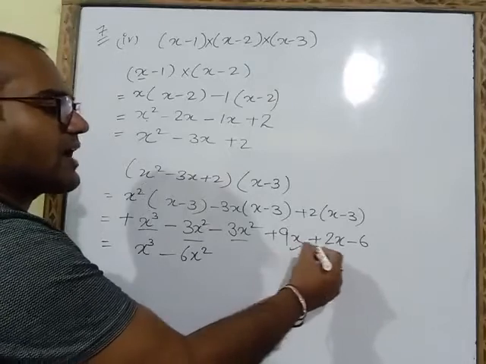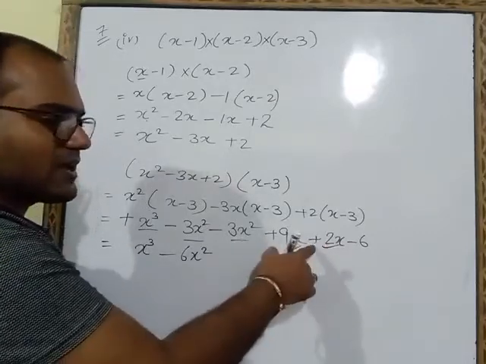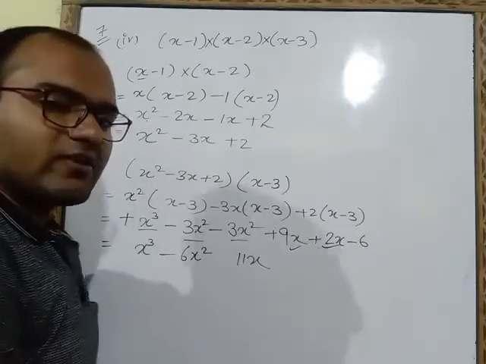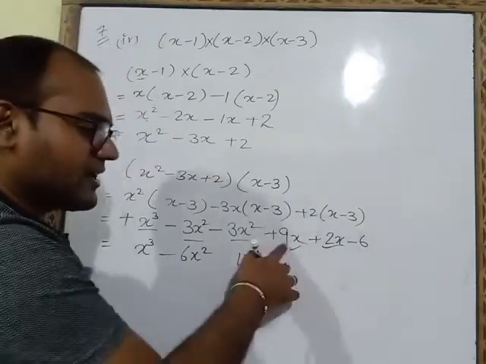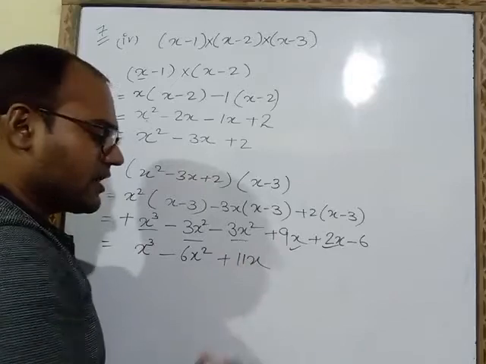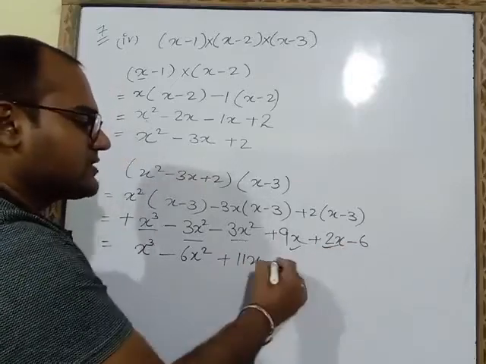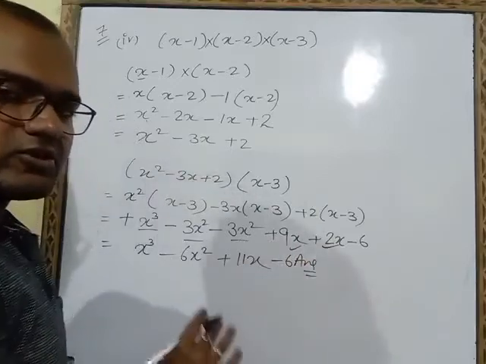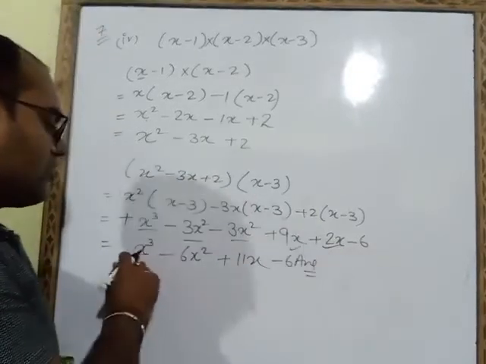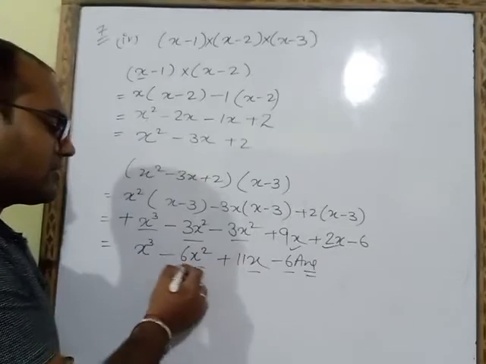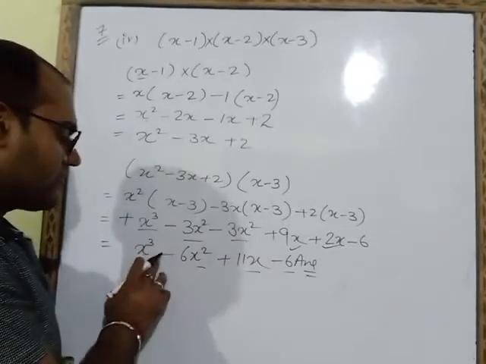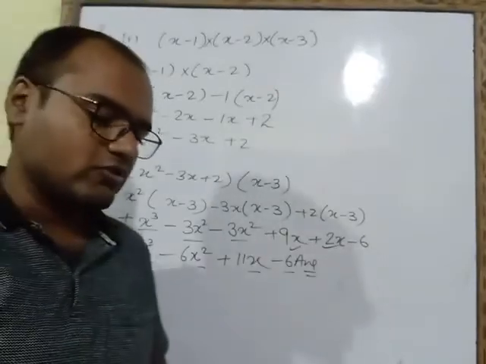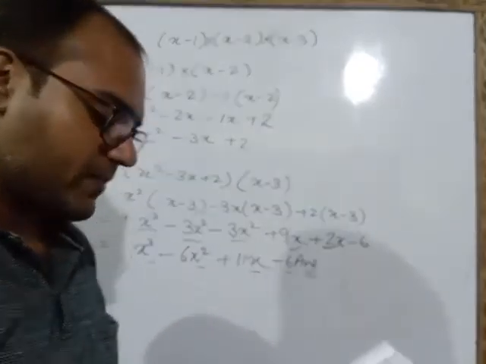Now these two are like term, plus plus plus, so we will add it 11x. Sign will be of greater number, 9 is greater, 9 is having plus, here we will put plus sign. Minus 6 we will write as it is. So this is your final answer. We will not solve it further because all the alphabets are different. So this is your final answer. So like this you have to do question number 7, fourth part.